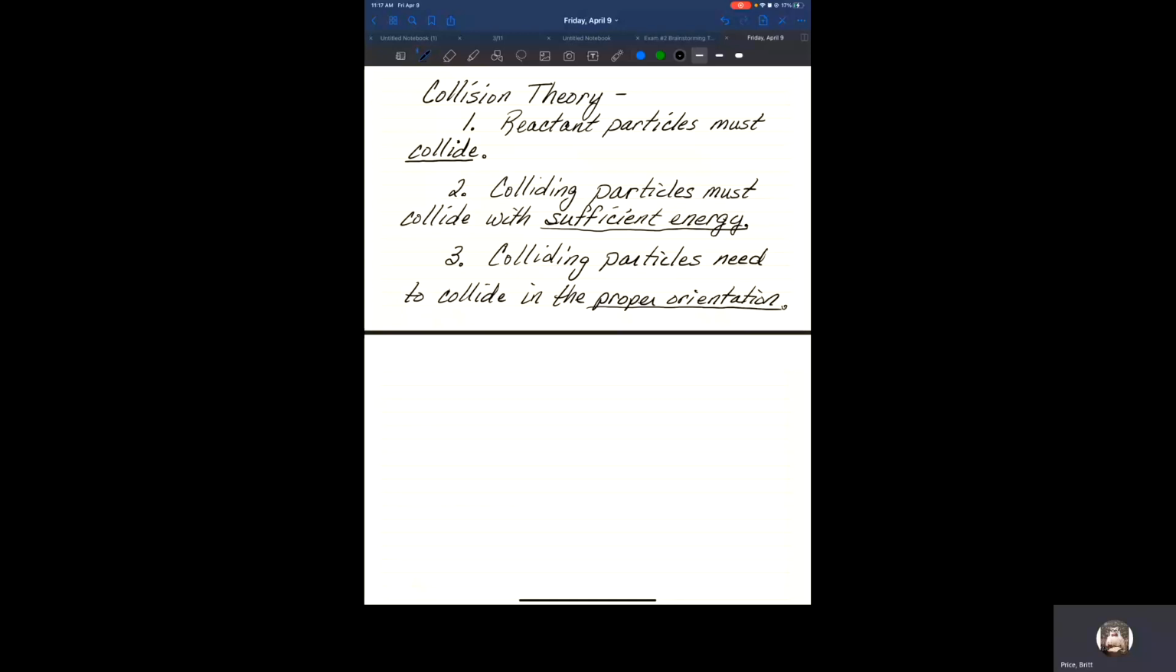All right. So really, there's a couple of things. I had to be fast enough or forceful enough to get the food to collide with his mouth, right? So that's the sufficient energy, sufficient force.